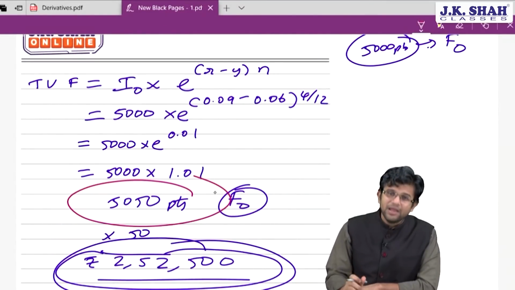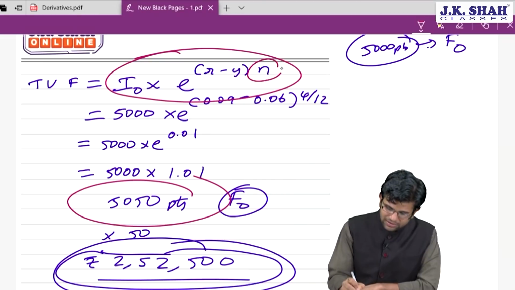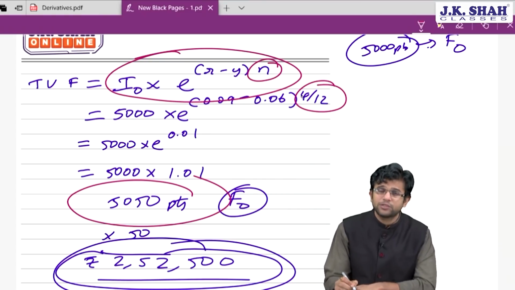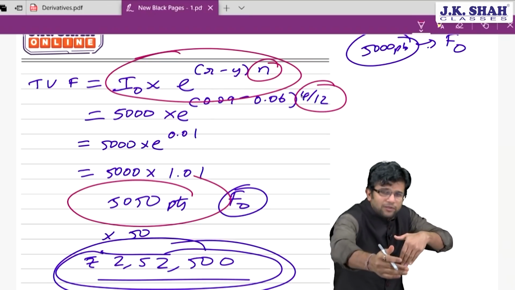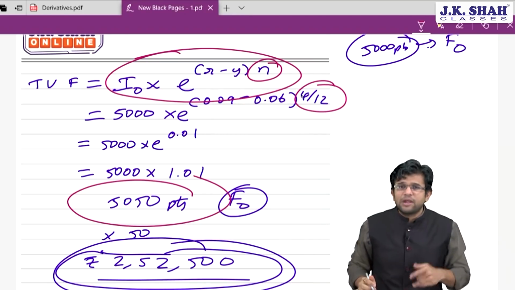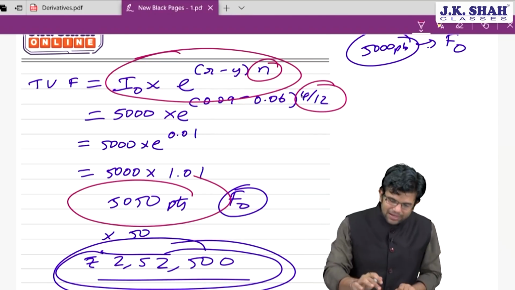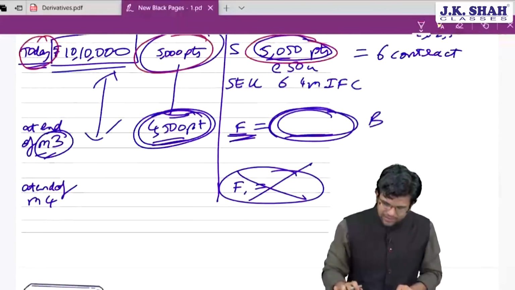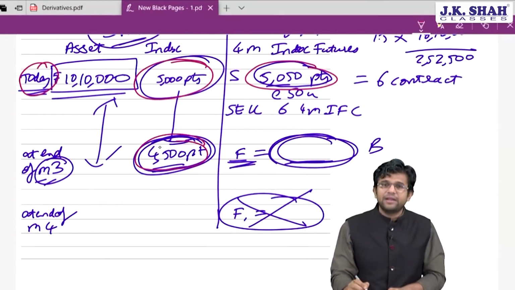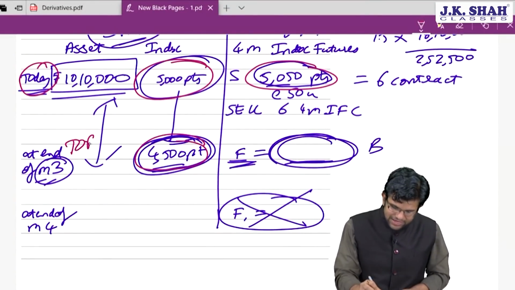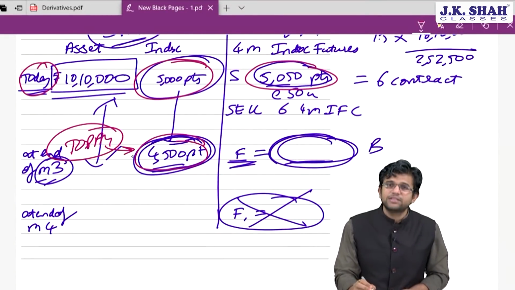Do you remember this? We first calculated the 5050 using this formula where the N obviously was 4 by 12, because from today till the due date of the futures, the value would be calculated for a 4-month period. Similarly, yes, you are all right. Similarly, this 4,500 now, students, do you realize it is like today now? Today the price is 4,500 points in the spot market.